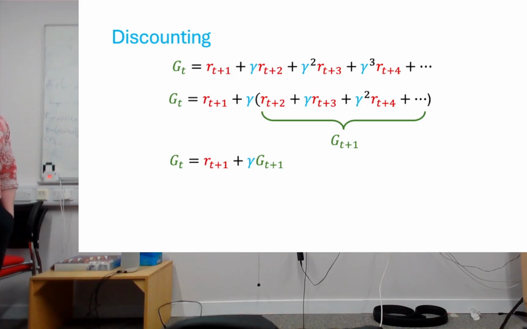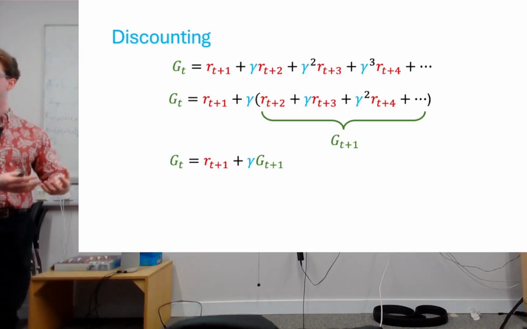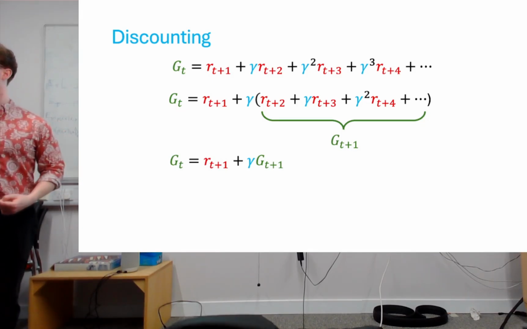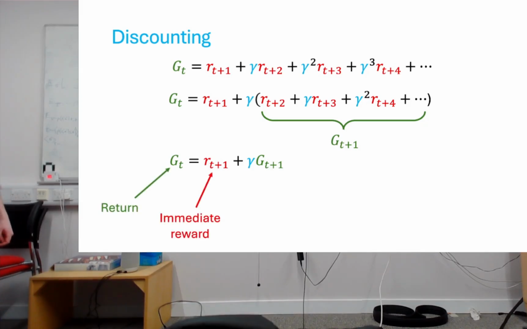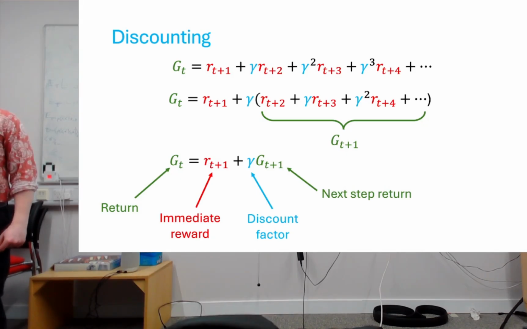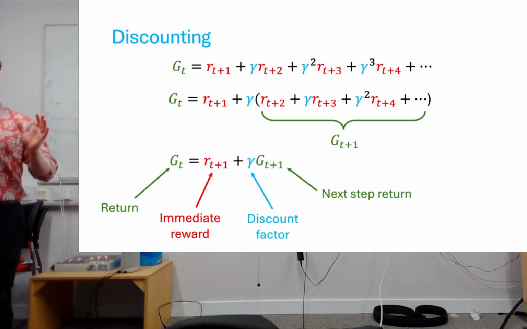So this gives me a recursion relationship among returns. It tells me that the return at time t is the immediate reward plus the discount factor times the return from all future time steps past that. So G_t equals R_{t+1} plus gamma G_{t+1}. Return, immediate reward, discount factor, next step return. Does this make sense to everyone? Does anyone have any questions about this?